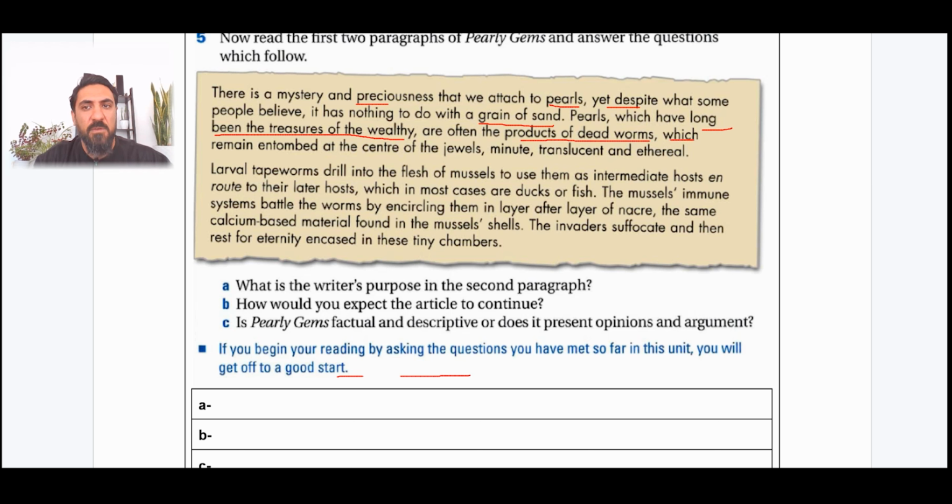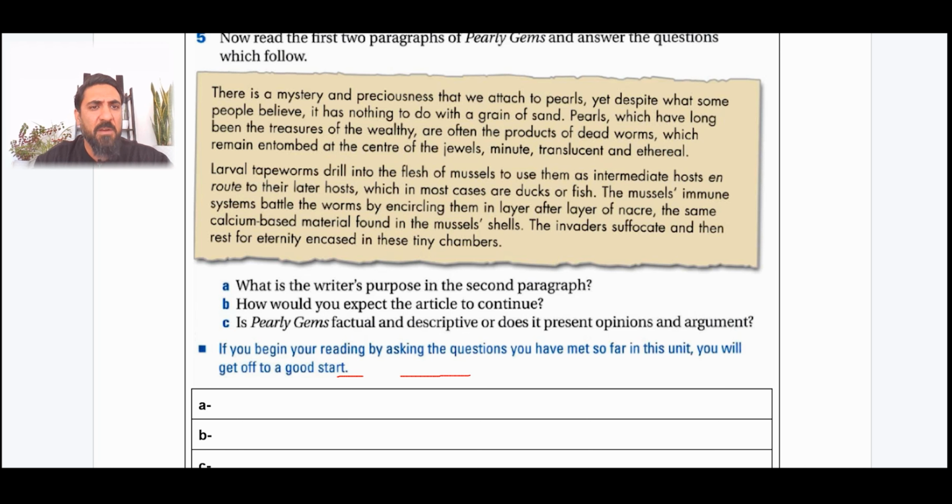These dead worms, which remain entombed, means imprisoned, like in a tomb, they put them inside, at the center of the jewels, which are minute, translucent, and ethereal, three adjectives which describe these pearls. Now, something about guessing words: you don't need to know the meaning of all the adjectives. You just need to know that the adjectives are describing something. And that is what helps you to understand a lot of different texts in the IELTS. You don't need to know all the vocabulary.